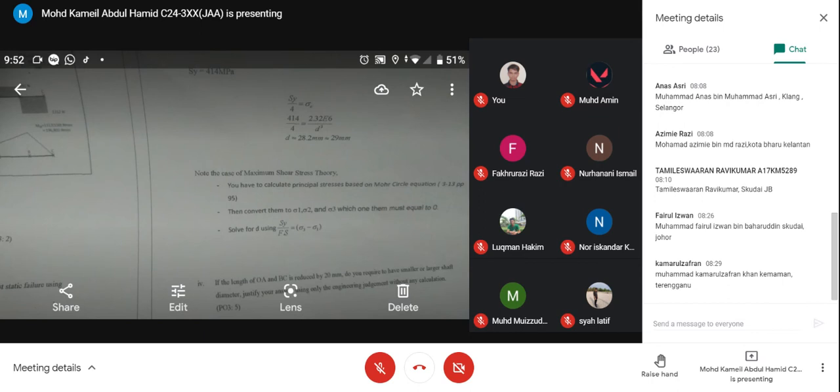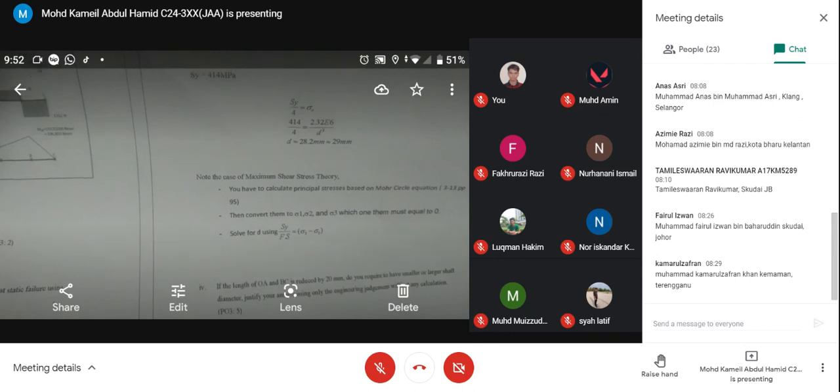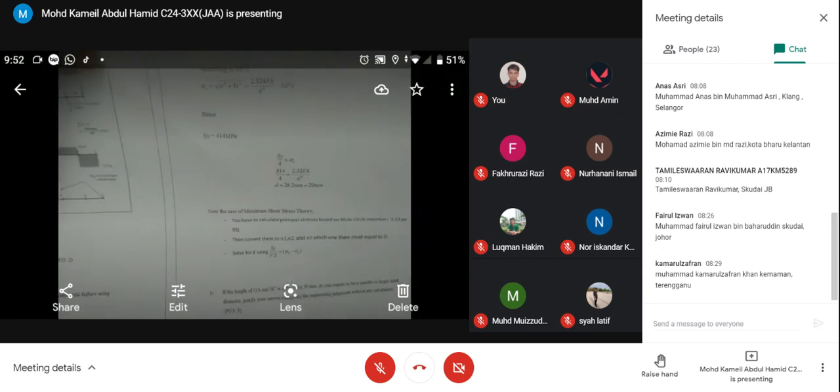So that is the justification. If the length of OA and BC is reduced by 20 mm, you can use a smaller shaft because the moment is going to be smaller. So that is the idea. And what is the safety factor? There is no safety factor anymore.